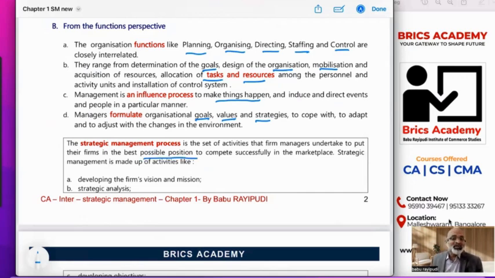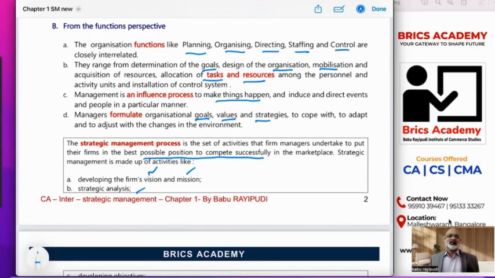If I'm a manager and I really want to keep my company in the market competing successfully, then strategic management will help. So what will you do in strategic management? You will obviously develop vision, mission, objectives, strategic analysis, etc. That we'll see in strategic analysis. That is a separate chapter, the next lesson.